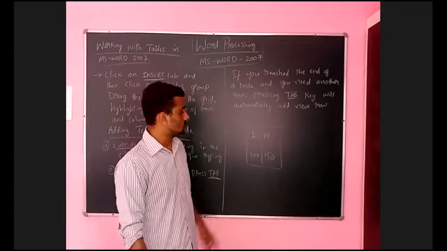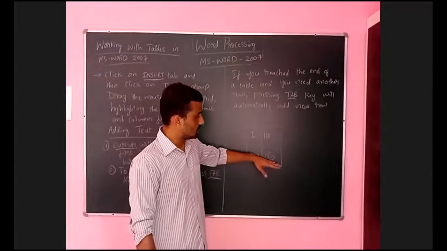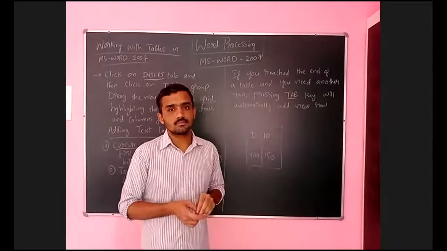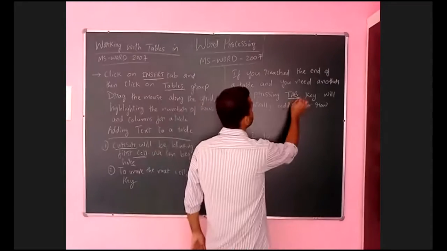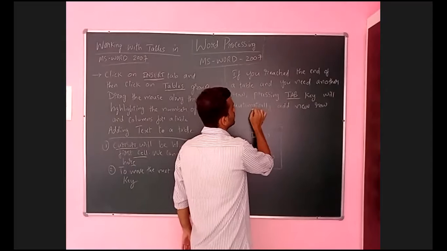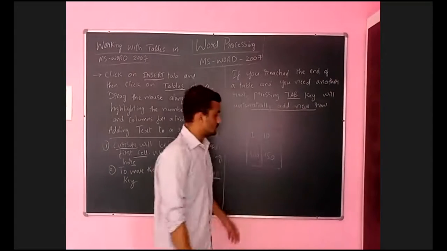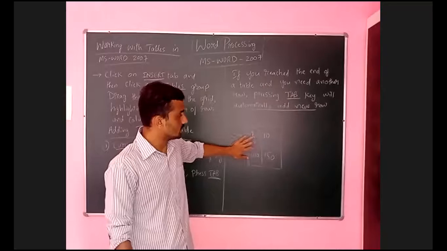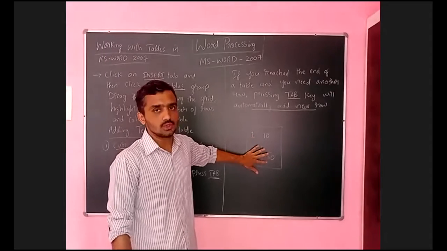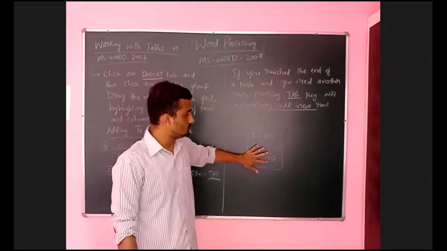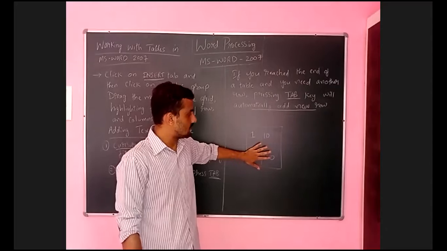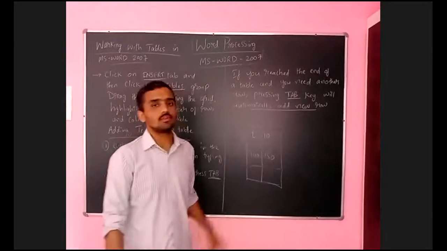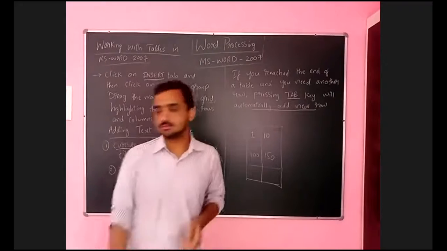Or else, what we can do is, once we come to the end of the table, by pressing tab key, it will work. Okay, so press tab key. By pressing tab key, it will automatically add a new row. For that, we should come to the last cell. Last cell means here, for example, two rows, two columns are there. Second row, second column. Okay, if you come to the second row, second column, then if you press tab key, automatically one row will be added. Okay, if we want the next row.